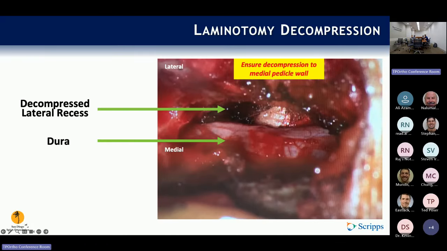So here's an image showing a decompressed lateral recess, where you've decompressed all the way out to the medial pedicle wall. You can see the dural sac there on the bottom of the screen, which would be more medial, and then the traversing nerve root. And so it's good to make sure that you have a proper decompression out to the medial pedicle wall.